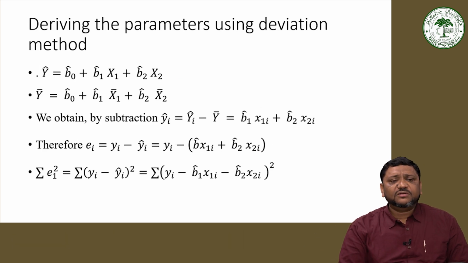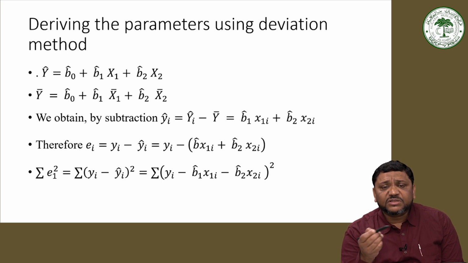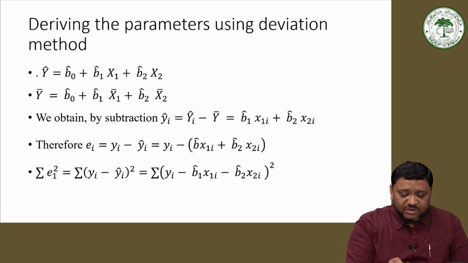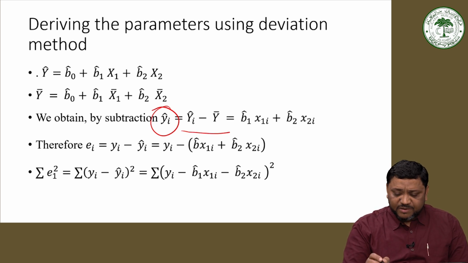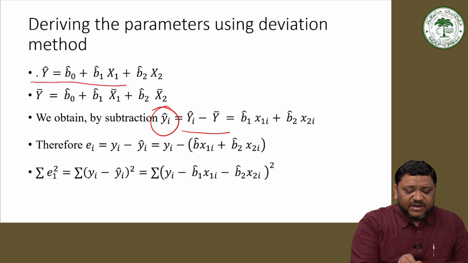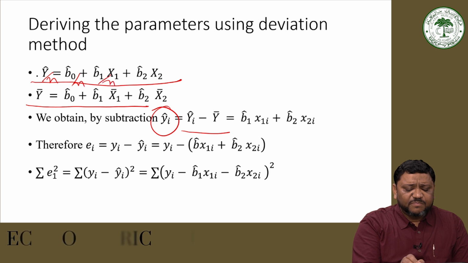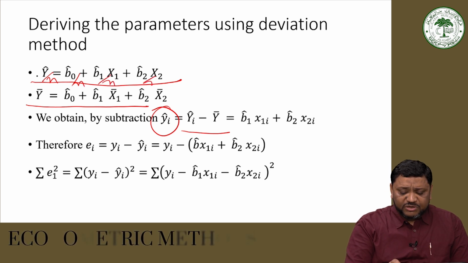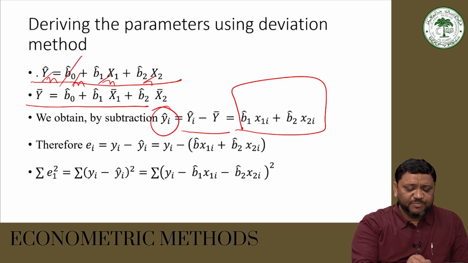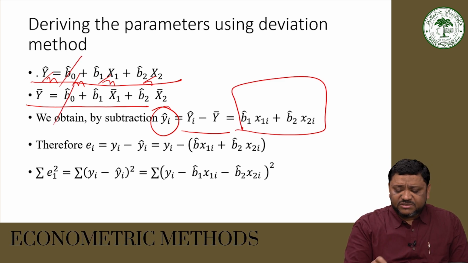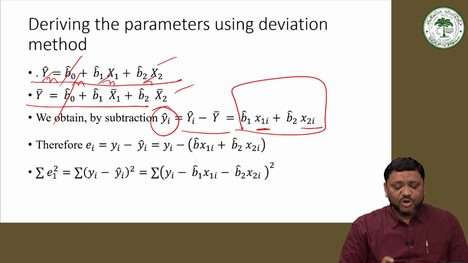Then we have also seen another method, where we are using the deviations, that is, we are using small y, which is nothing but capital Y minus y bar, and y bar we get by dividing the sum by n. Once we do y minus y bar, we come up with this equation in which beta naught cancels, and x1 minus x1 bar is equal to small x1i, and x2 minus x2 bar gives small x2i.